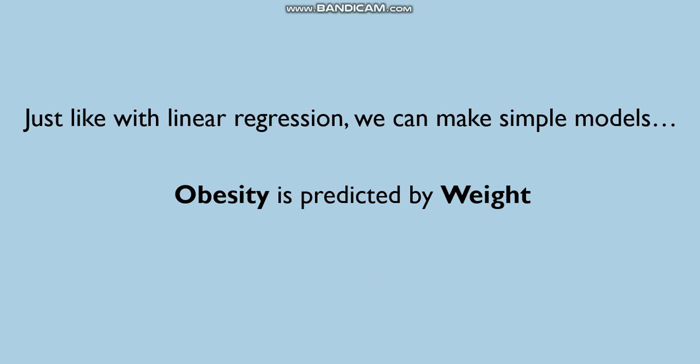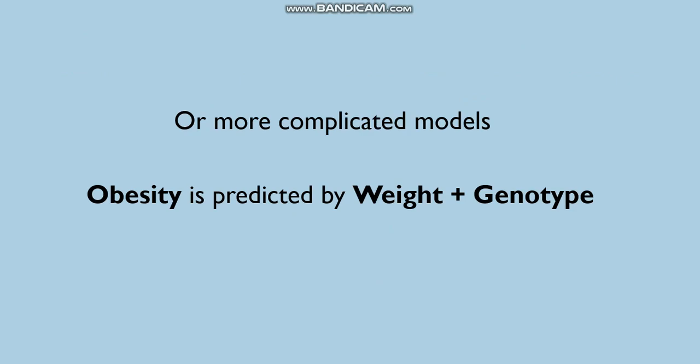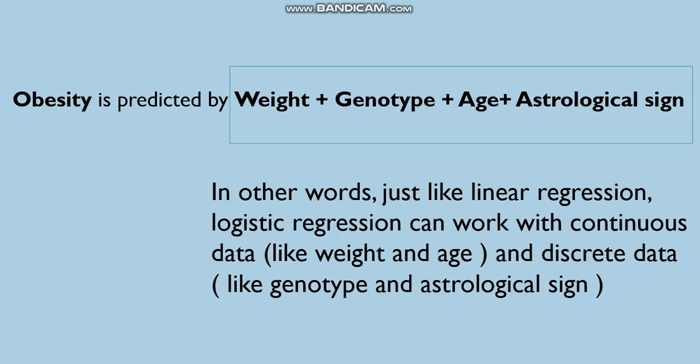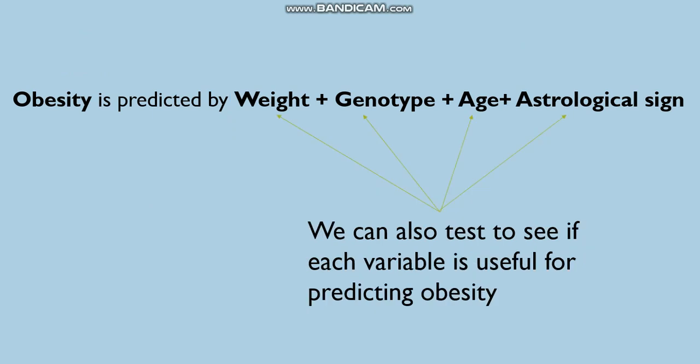Just like with linear regression, we can make simple models. Obesity is predicted by weight, plus genotype, plus age, plus astrological sign. In other words, just like linear regression, logistic regression can work with continuous data and discrete data. We can also test to see if each variable is useful for predicting obesity.